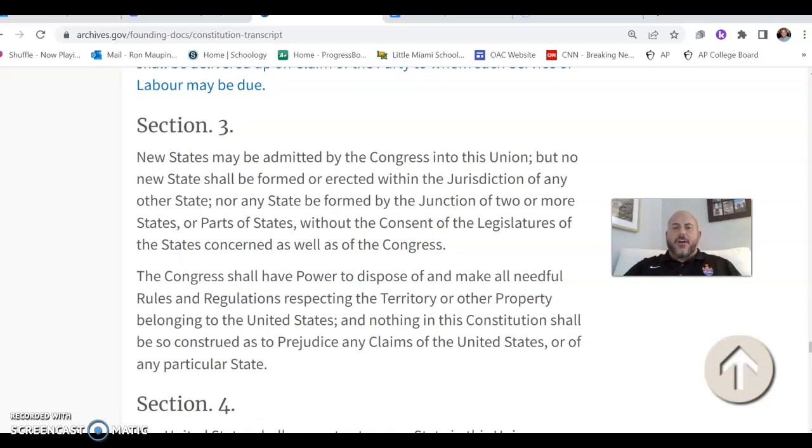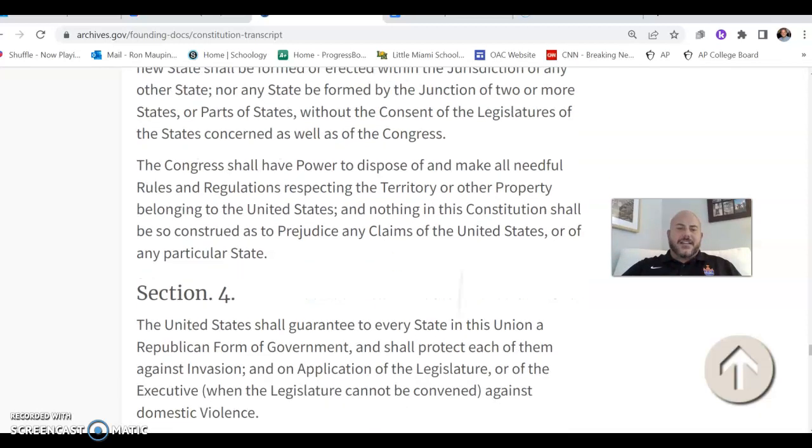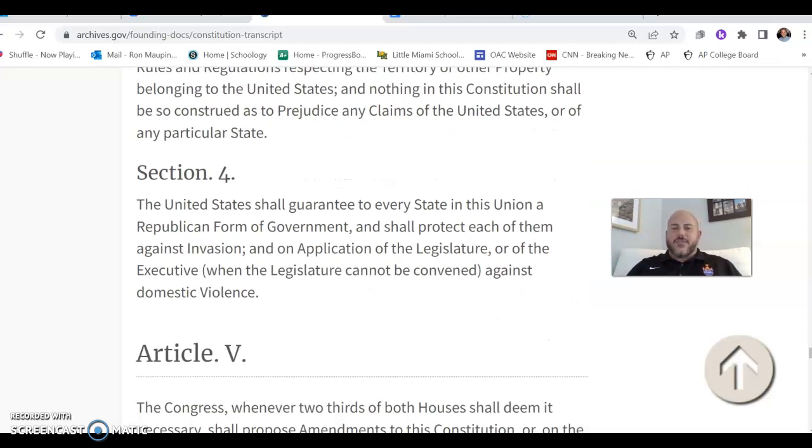So it gets into also rules about, most of Article 4 is talking about the interrelation of the states. So it's talking about rules in terms of state sovereignty, things like that. Every state is required to have a small r republican form of government, that kind of thing. So it's mostly relationships between the states.